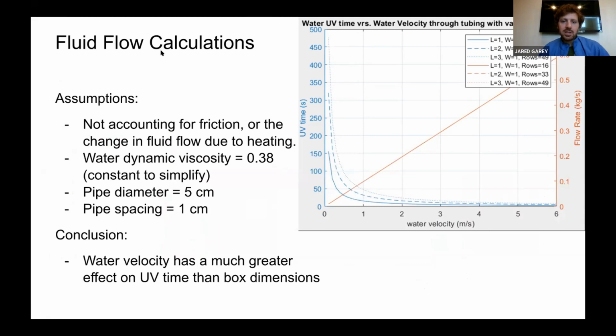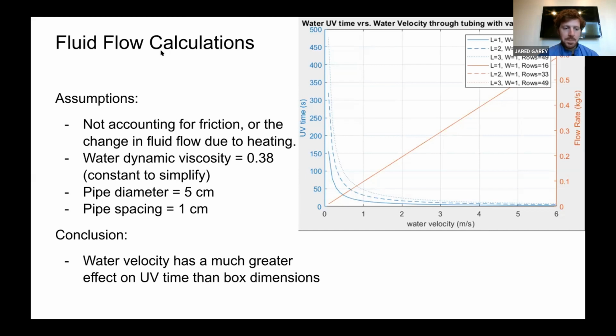The fluid flow calculations are all based on the geometry of our box and the pipe size. Some assumptions I have: I'm not accounting for friction of the water or the water changing temperature and changing how well it flows due to temperature. That was too detailed for this part of the calculation. I also assumed water dynamic viscosity was constant, but in reality it changes over temperature, and that got very complicated quickly. So we assumed this value for this calculation.